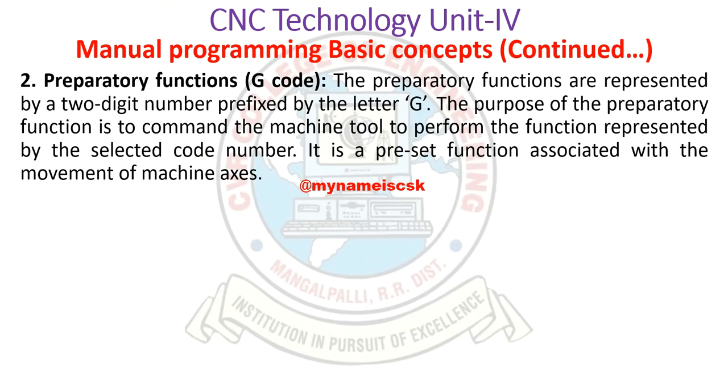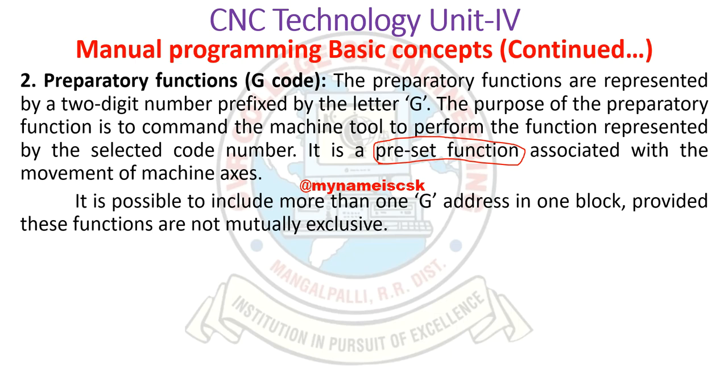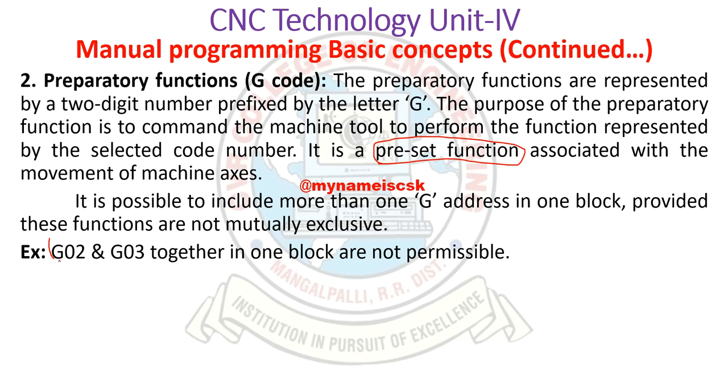Preparatory functions are called the G codes. They start with the letter G. These are preset functions, or preparatory functions, already available for the machine. We cannot use more than one G code of the same type in one line, for example G02 and G03 together, because G02 is clockwise rotation and G03 is anti-clockwise. In a single line a tool cannot rotate clockwise and anti-clockwise at the same time, so writing conflicting G codes in one single line is not allowed.